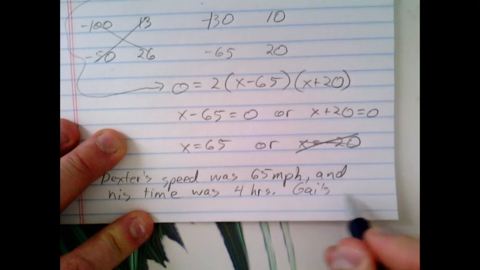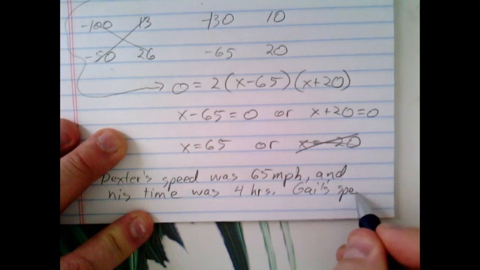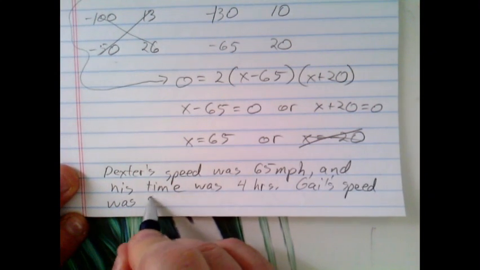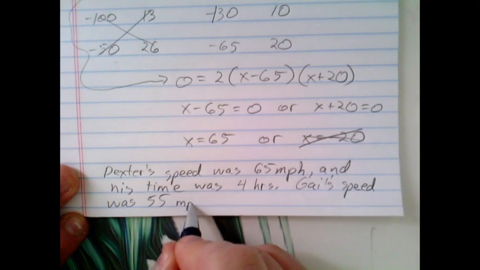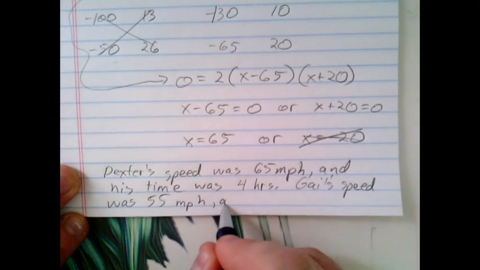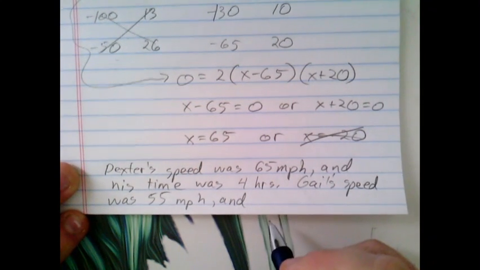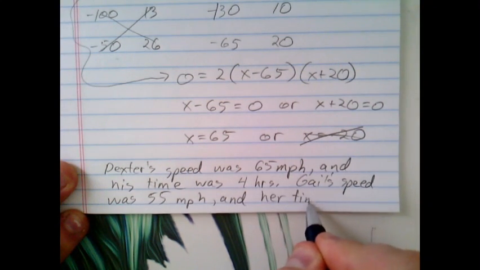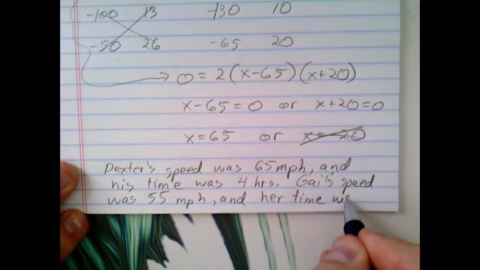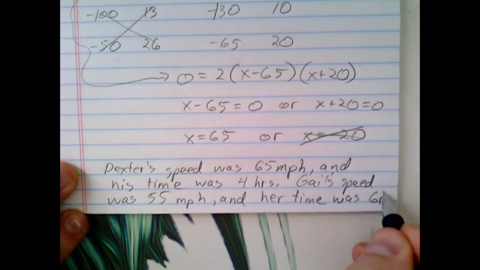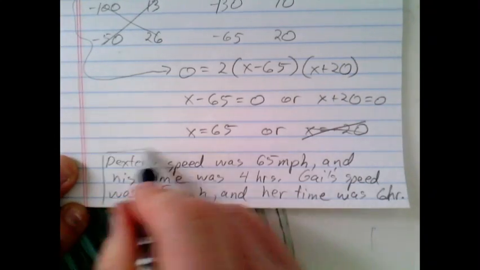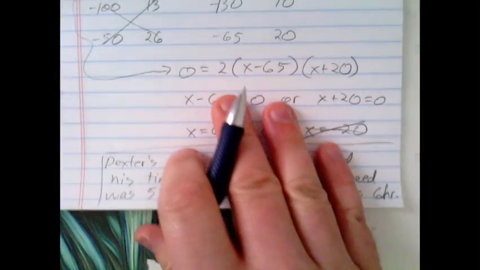Gale's speed, well, she was going 10 miles per hour slower, so Gale's speed was 55 miles per hour. And remember, she had 2 more hours of driving time, and her time was 6 hours. Alright, so that's how I'd put my answer for this problem. Gosh, what was it? That was number 34.